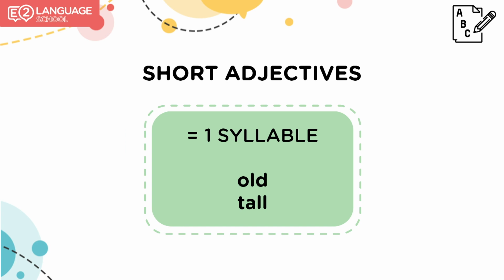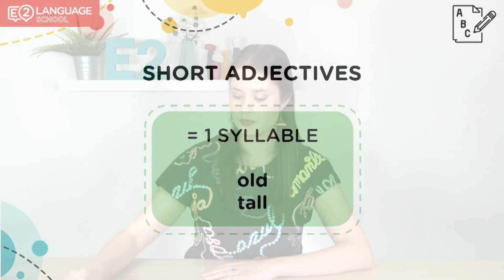So these are adjectives that have 1 syllable, old, tall. Now, if you don't know what a syllable is, I'll explain it to you. A syllable is the beat of a word. Some words have 1 beat. So, in this case, old, tall has just 1 beat. Other words have more than 1 beat. So, easy, busy, they have 2 beats.